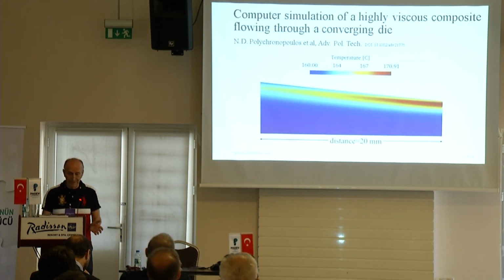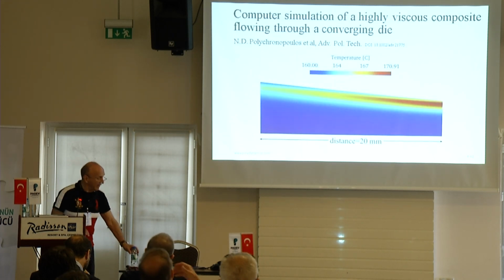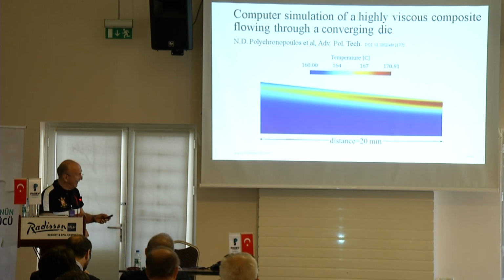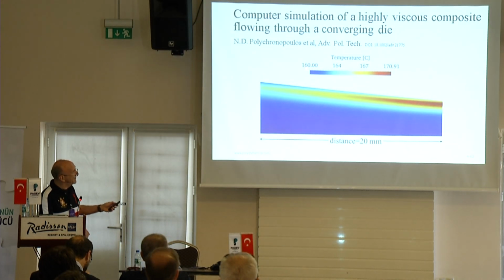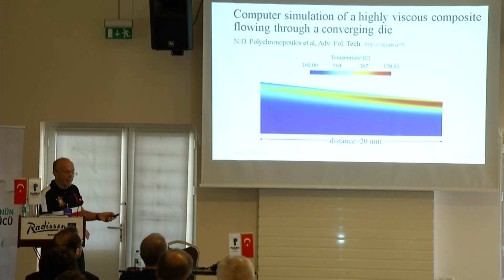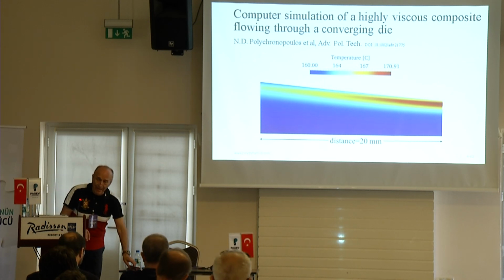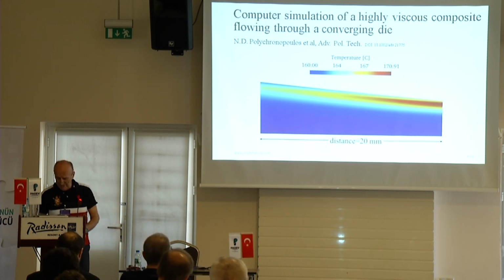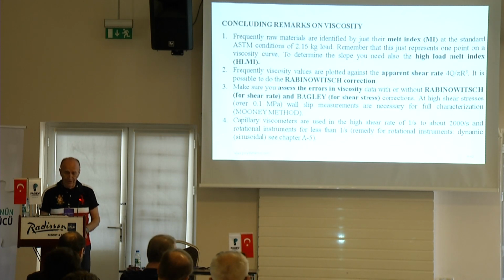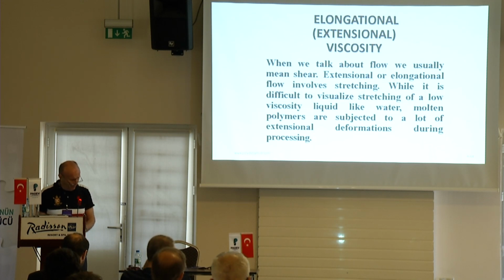Well, in fact, this is a computer simulation. And you see, this is a converging die, and you see how the temperature builds and gets to a very high value. It's 160 at the wall, we have 170 over there, and it can be higher than that, and that is something you have to calculate. The important thing is to be aware that viscous dissipation is very important. Here's a summary of what I talked about.